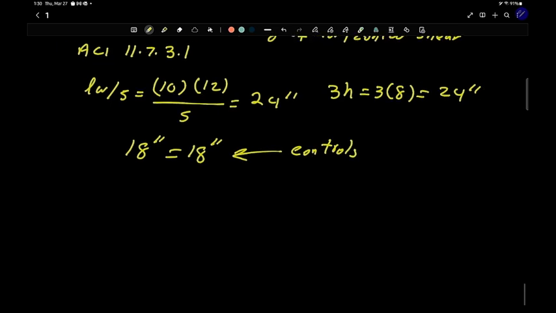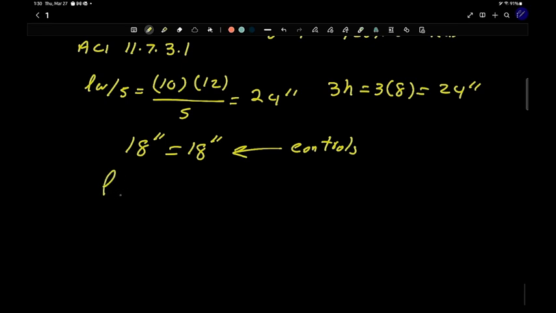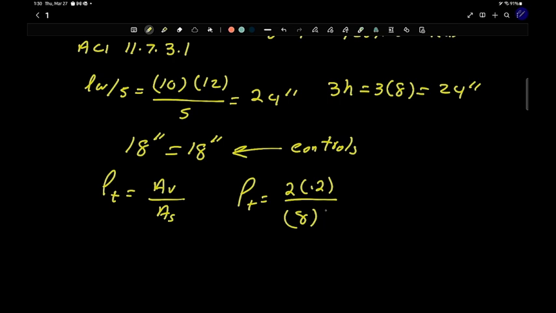And now we know that, so we're going to find out rho of a transverse bar is equal to Av divided by As. And the area is basically the wall thickness times the vertical spacing of the horizontal shear reinforcement. So our rho t is equal to 2 times 0.2, divided by 8 times 12, and that gives us 0.00417.